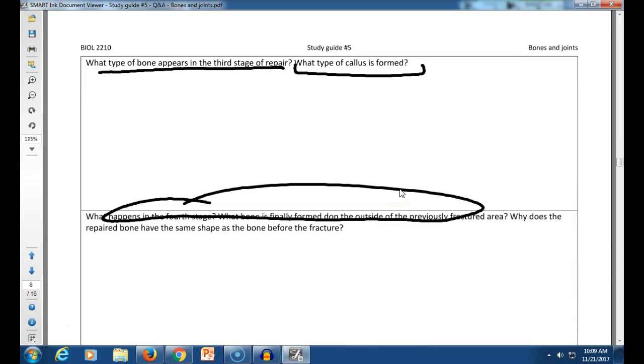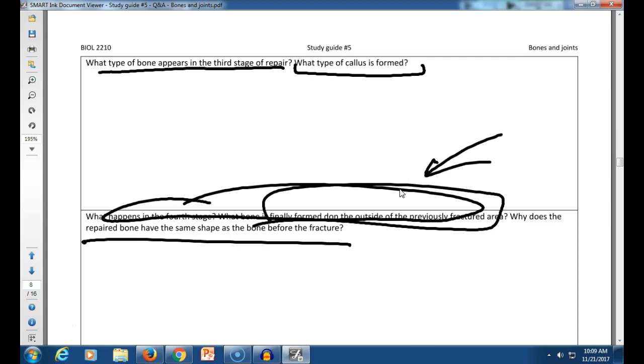So what bone initially is formed at the site of the fracture? Spongy or compact? Spongy. And then on the outside, it is remodeled into the compact bone. Why does the repair bone have the same shape as the bone before the fracture? Same stress. Very good.